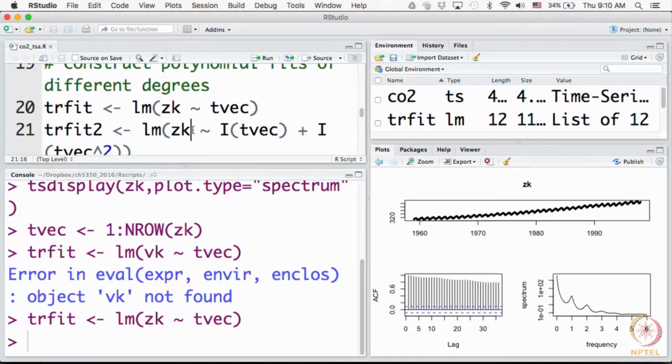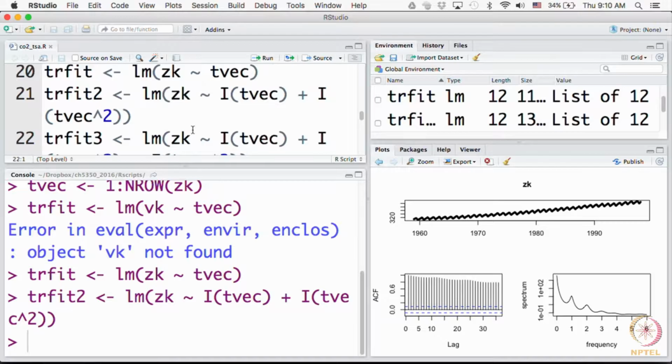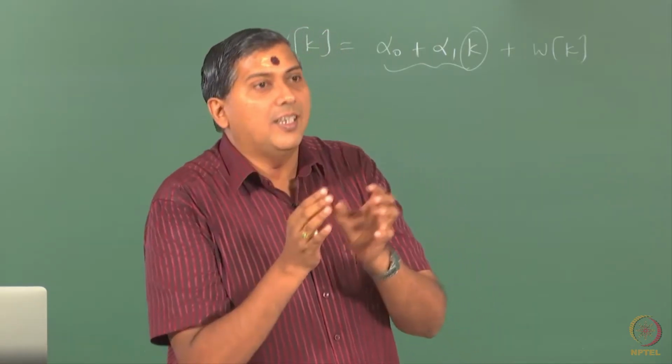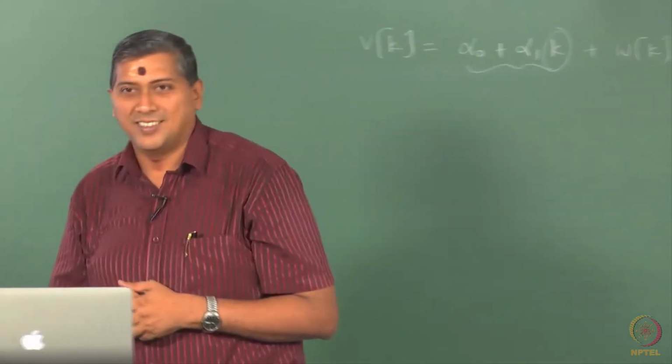So, this is our model with the linear fit and then the quadratic fit. Observe how I am constructing the quadratic fit. I am using I of t vec plus I of t vec square. Now, that tells LM that there are two regressors k and k square. If you were to give t vec plus t vec square without that, it says fine, I am happy with that, but it will consider k plus k square as a single regressor.